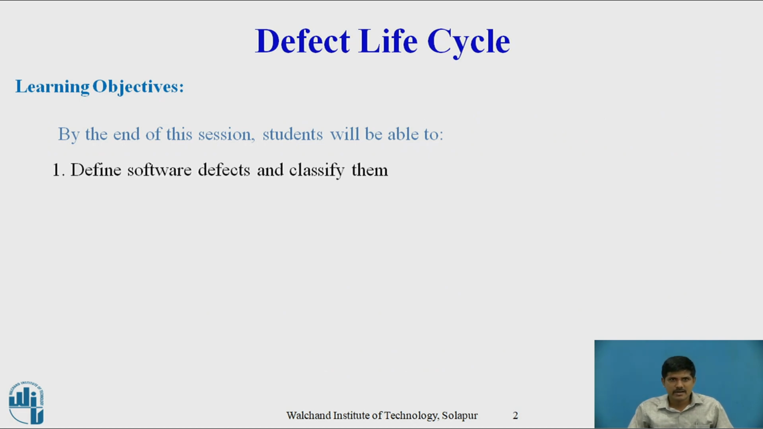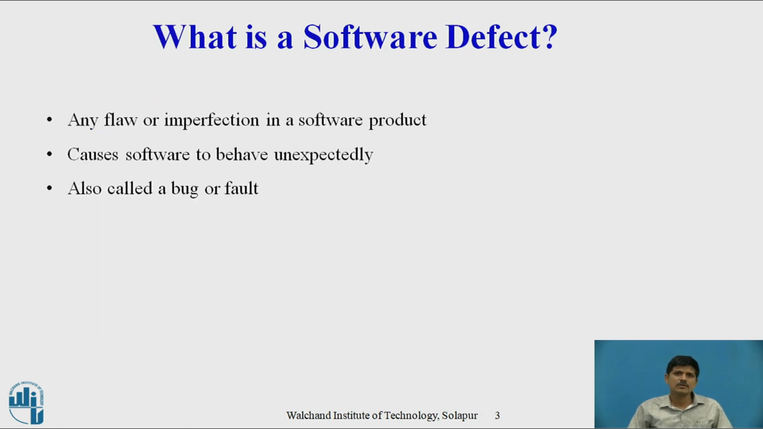So these are the learning objectives. By the end of this session, students are able to define software defects and classify them, and also describe the defect life cycle and its states. So let us understand what is a software defect.